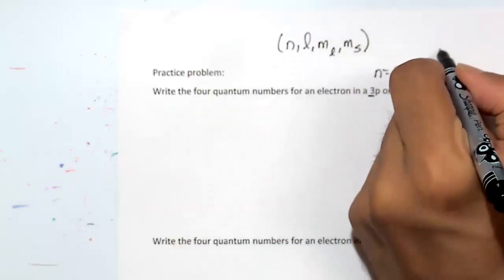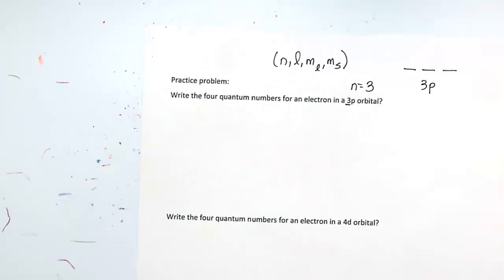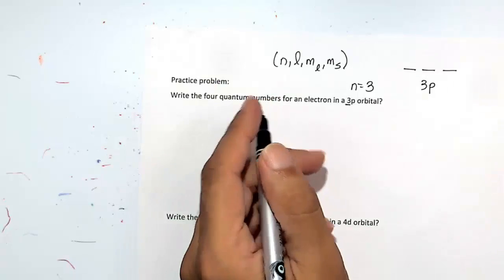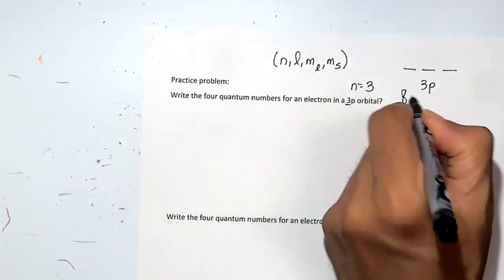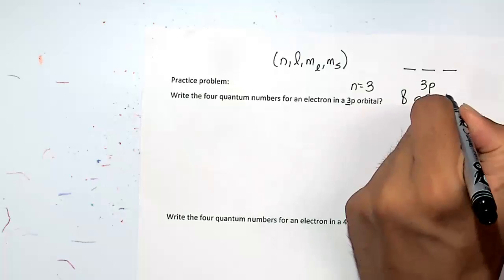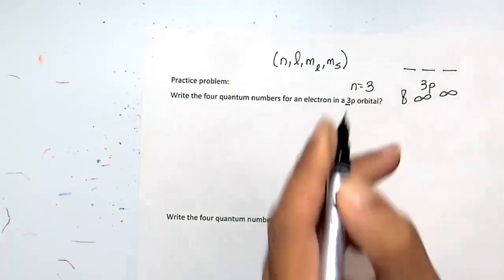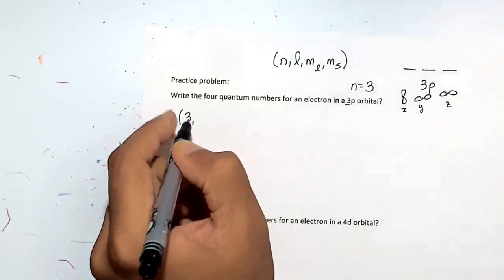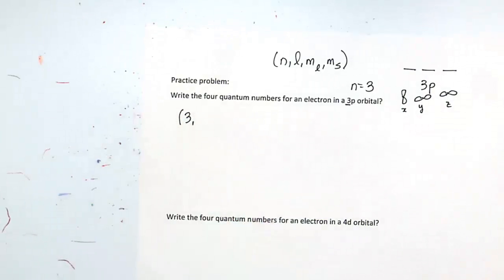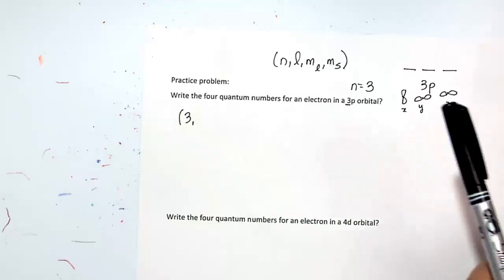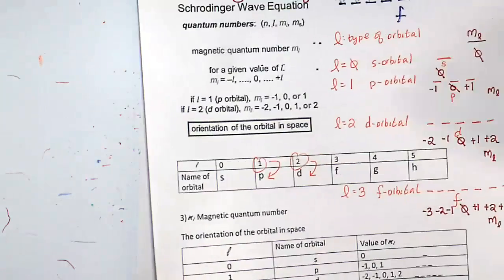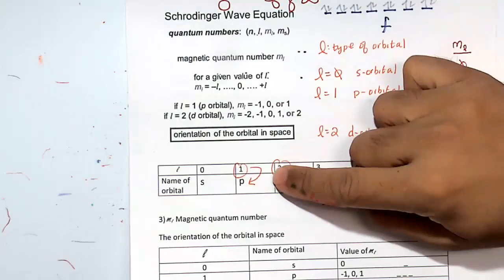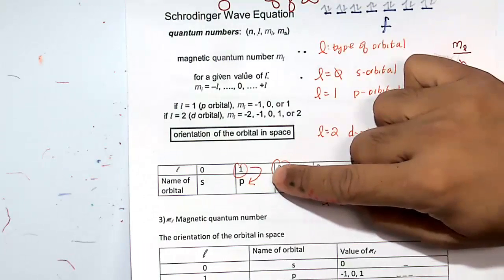Recognize that p has 3 slots. Remember, dumbbell shape: dumbbell along X, dumbbell along Y, dumbbell along Z. So our first number here is going to be 3. What is L for a p orbital?